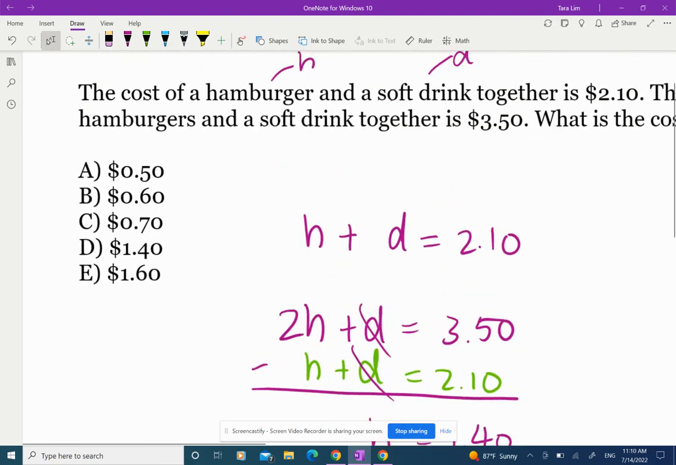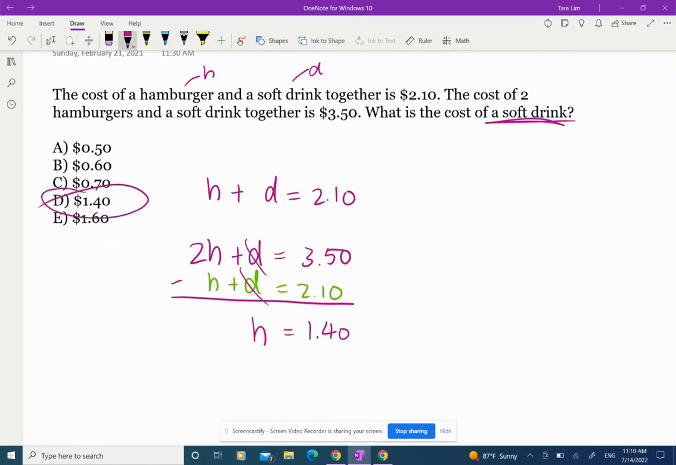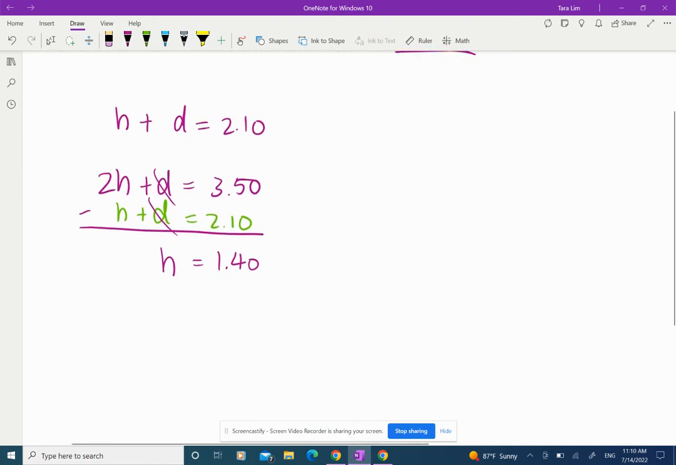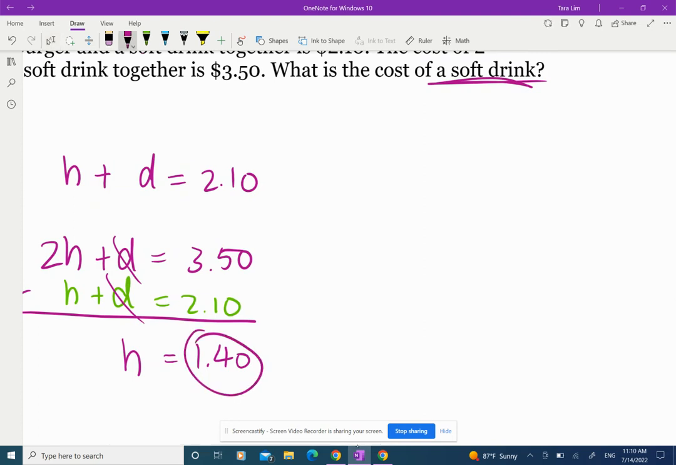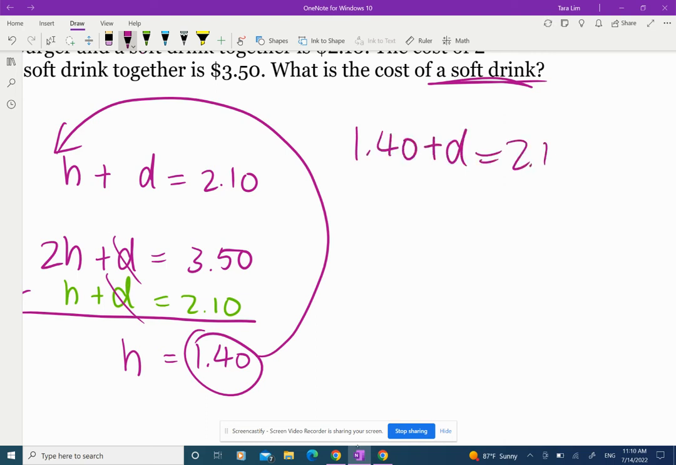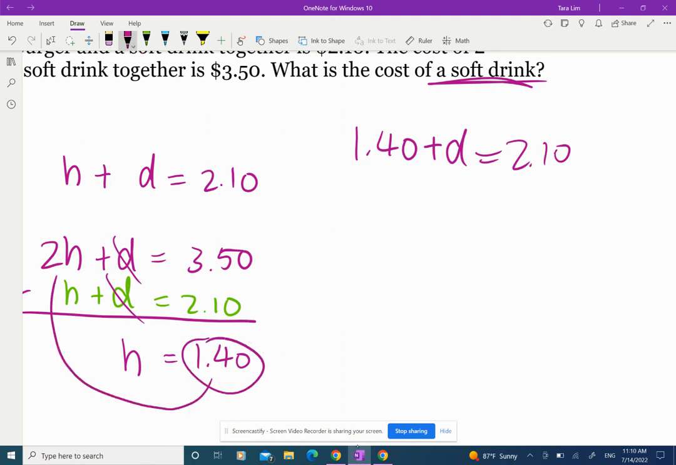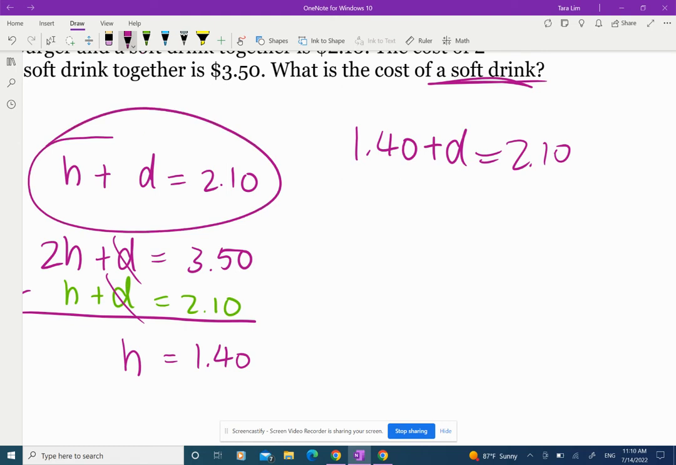Now here in the choices, if you guys are not careful, you will choose D. But our goal is to find the cost of a soft drink. And what is H? H is hamburgers. So remember, we're not done yet. So be careful here. So now that we solved for H, we can substitute the H into the letter H here. Then I'll do 1.40 plus D is equal to 2.10. Now I can also substitute the H into this equation here, but that's just a little slower because we have a 2H there, so I would recommend you do it on the simpler equation.